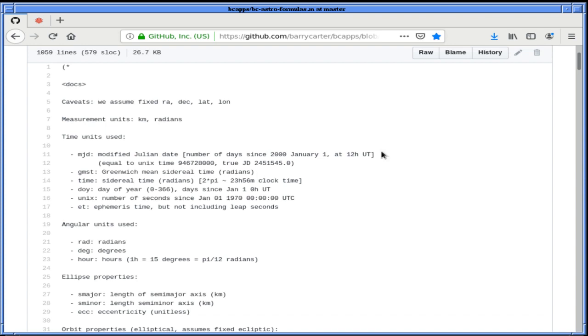So give me one second here while I get rid of these pop-ups that you can't see. Okay.